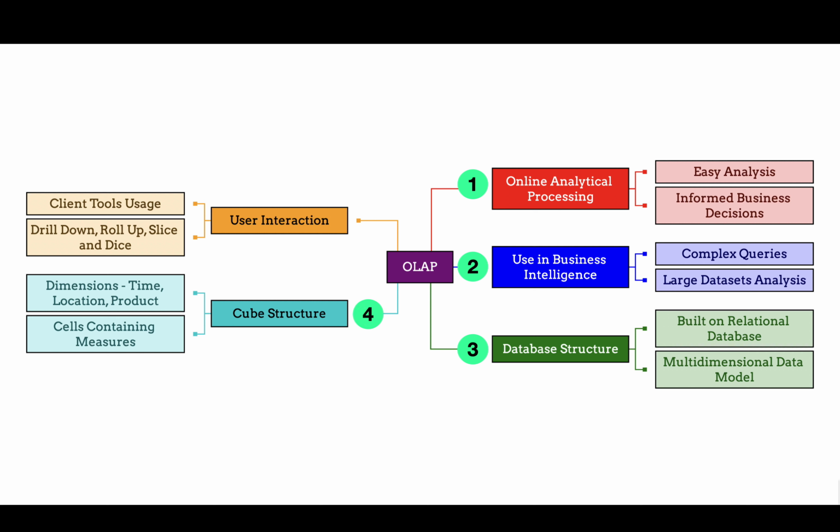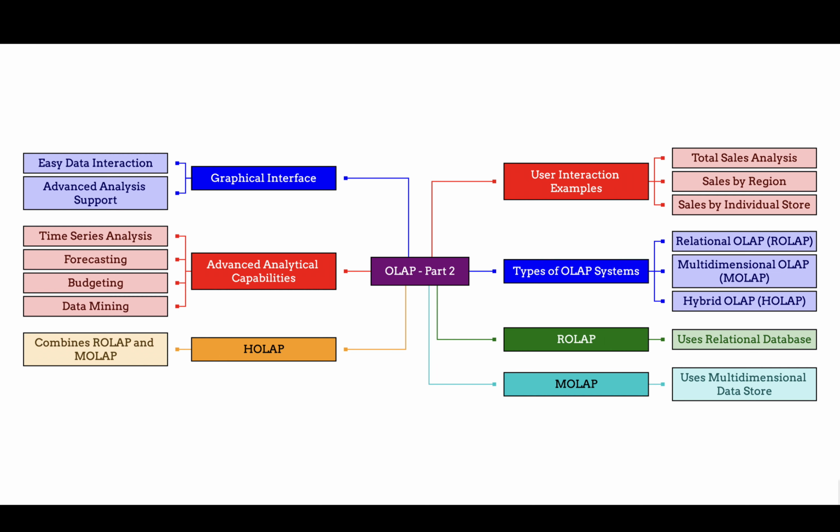4. Each dimension in the cube represents a different aspect of the data, such as time, location, or product, and each cell in the cube contains a measure, such as sales or profit. 5. Users can interact with the OLAP cube using a client tool, such as Microsoft Excel, to drill down, roll up, and slice and dice the data to gain insights. OLAP, Part 2. 1. For example, a user could start by looking at total sales for a given time period, then drill down to see sales by region, and then by individual store.